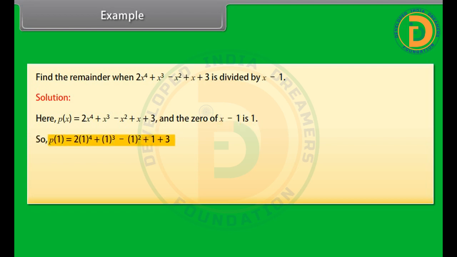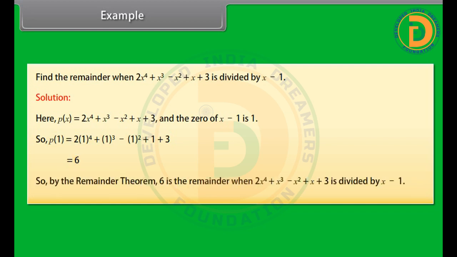So, P(1) is equal to 2 into 1^4 plus 1^3 minus 1^2 plus 1 plus 3, which is equal to 6. So, by the remainder theorem, 6 is the remainder when 2x^4 plus x^3 minus x^2 plus x plus 3 is divided by x minus 1.